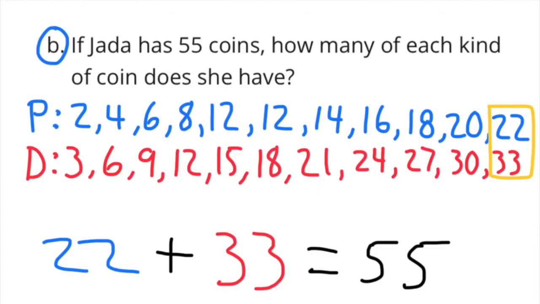B. If Jada has 55 coins, how many of each kind of coin does she have? Across the top, I have pennies written in blue, and across the bottom, I have dimes written in red. Since the ratio is 2 to 3, pennies to dimes, I started out with 2 pennies and 3 dimes, then 4 pennies and 6 dimes, and I continued this pattern until I ran out of room. Fortunately, I had just enough space for the 22 pennies and the 33 dimes, because 22 pennies added to 33 dimes equals 55 coins.